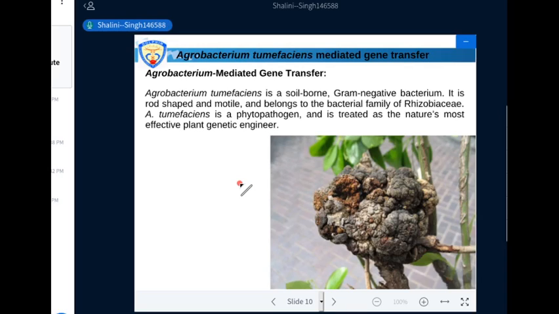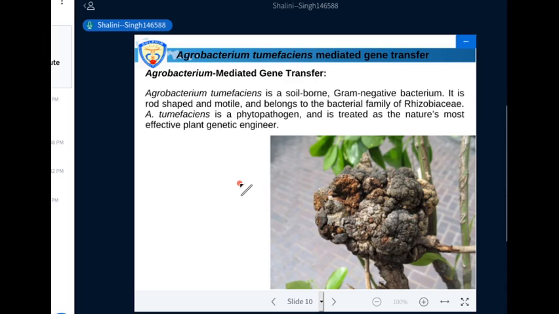Agrobacterium tumefaciens or Agrobacterium-mediated gene transfer. Agrobacterium is a soil-borne gram-negative bacterium. It is rod-shaped and motile and belongs to the bacterial family Rhizobiaceae. Agrobacterium tumefaciens is a phytopathogen and it is treated as nature's most effective plant genetic engineer.